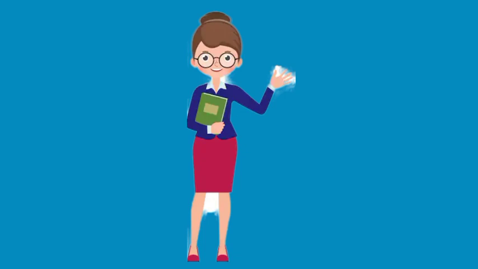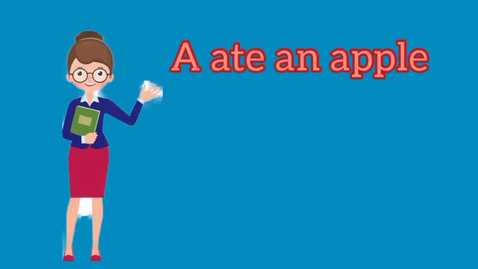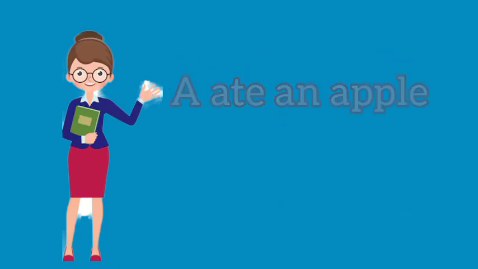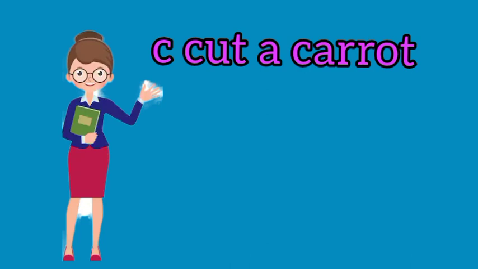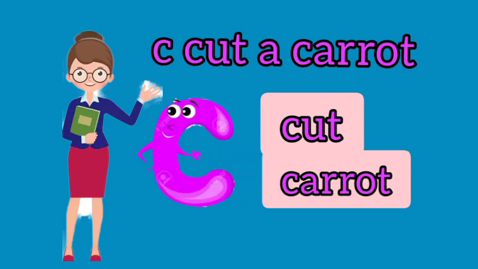So, boys, in this alphabet song, the letters are doing an action. Each letter is doing an action. And the action that they are doing resembles their letter. Like A ate an apple. The words ate an apple has the letter A. B bounced ball has the letter B. C cut a carrot. The words cut, carrot begin with the letter C.